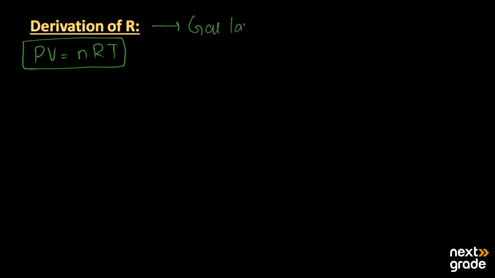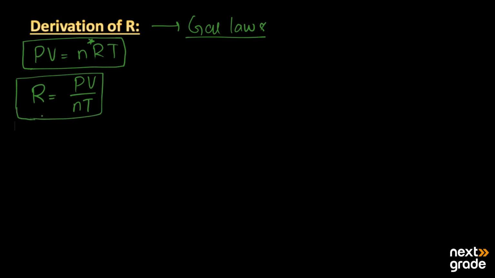First, we have to rearrange the equation PV = nRT. It is a general gas equation that we have derived by applying all the gas laws. So first we rearrange this and separate out R, where R will be equal to PV over nT. So this is the main equation.